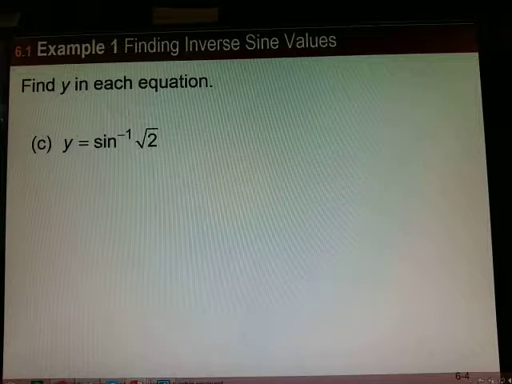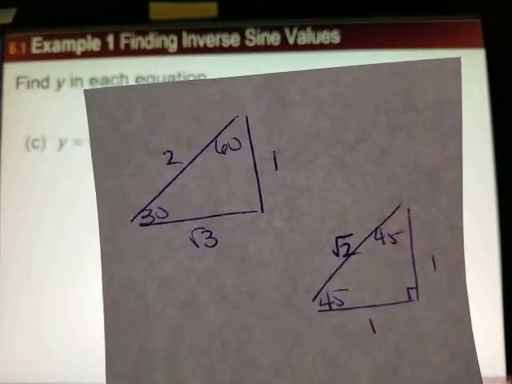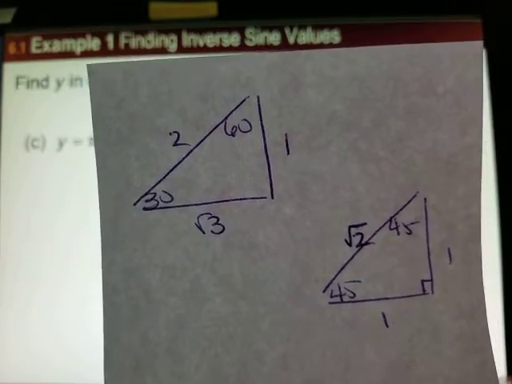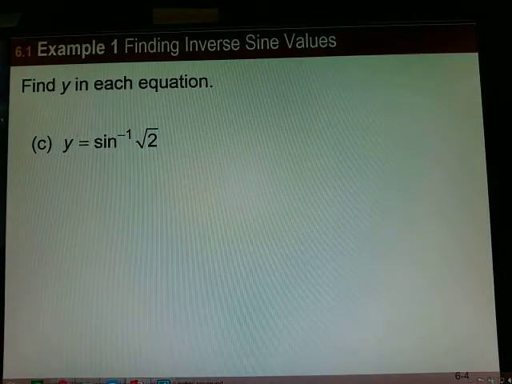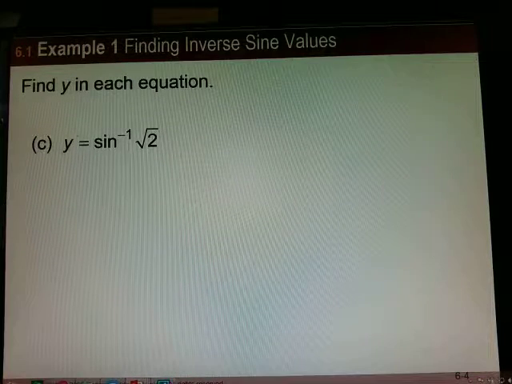This one's asking me, when is the sine square root of 2? So again, it would be positive, so that would put me in the top right quadrant, quadrant 1. When is the sine square root of 2? If I took a look at this, I actually have the cosine or sine of 45 are both 1 over square root of 2, but not square root of 2 over 1. See, this is a square root of 2 over 1. Square root of 2 is bigger than 1. See, that would be asking me, when is the opposite leg square root of 2 and the hypotenuse 1? That can't happen. See, square root of 2 is larger than 1.